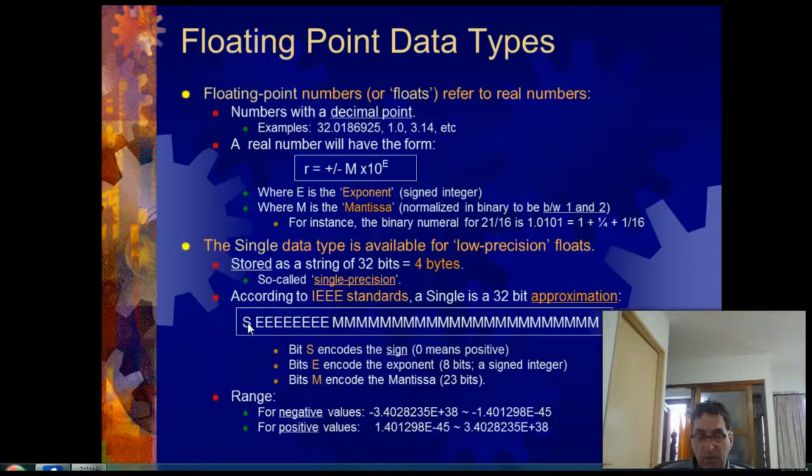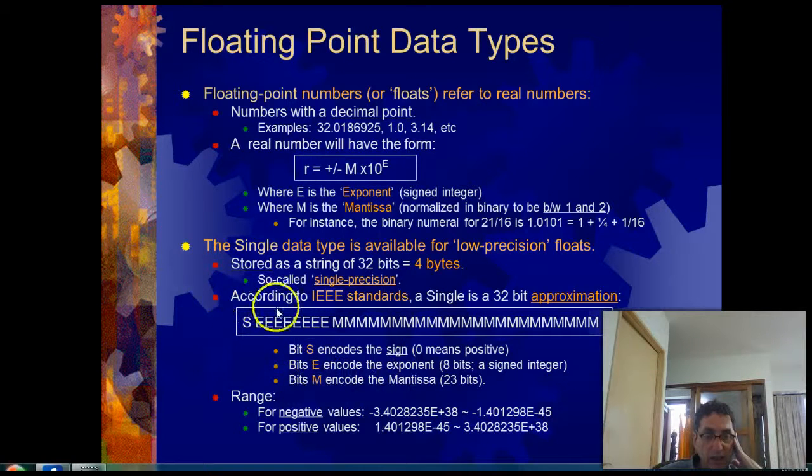So here it is. We saw this before. We have 32 bits, each one of these is a bit. The first bit tells us whether the number is positive or negative. The next bits, I think this is 8 bits, tell us the power of 10 that we're going to use. And then this is the decimal representation of it, which will be between 1 and 2. So bit S encodes the sign; 0 means positive.